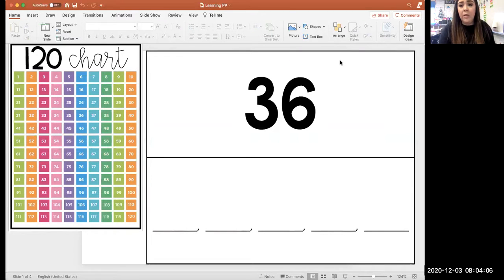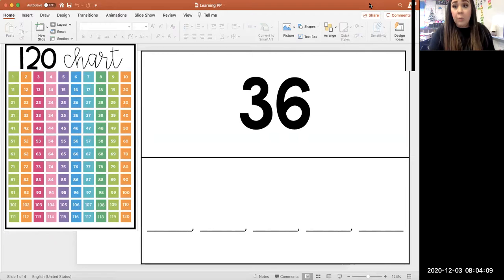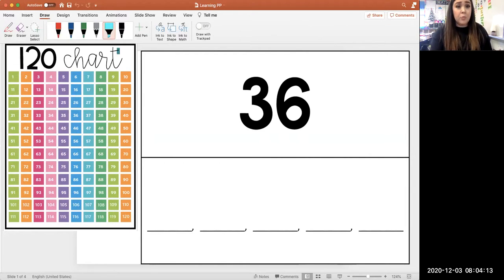But when we learn 10 more, 10 less, Ms. Hernandez said, you can count by tens from any number. So let's take a look at this. Okay, so you should see my screen with the 120 chart. Now, let me get my little drawing tools. We know that we can count by tens from any number. And when we're counting by tens on the 120 chart, we're not moving left and right, we're moving up and down. That is our tens, right?